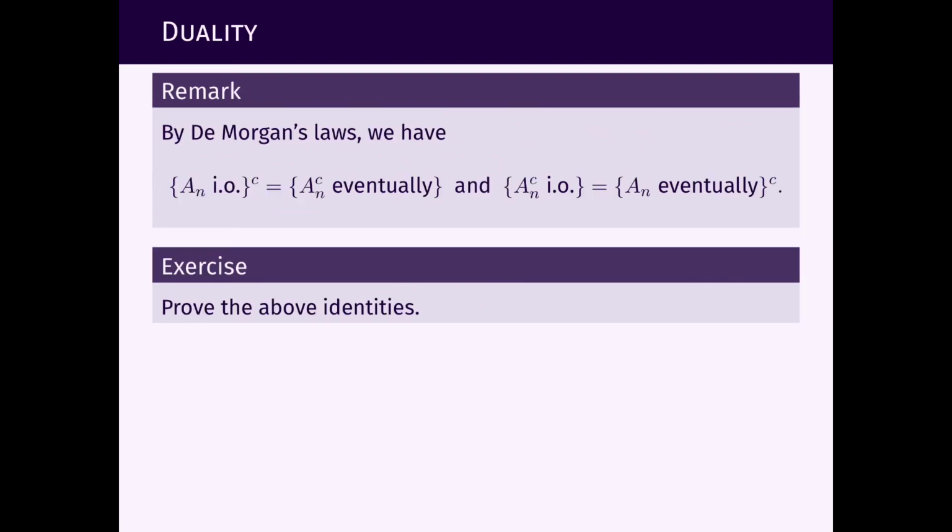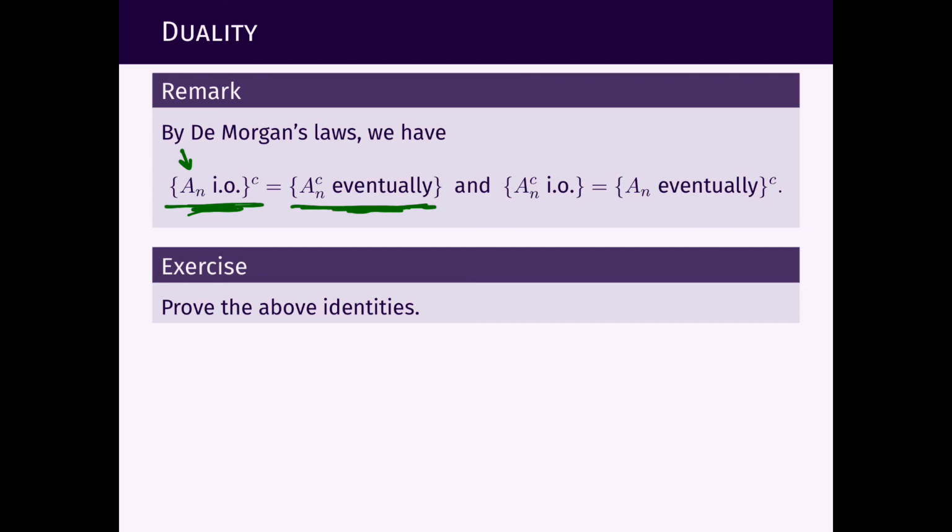So here is one way to understand this. If an event does not occur infinitely often, it means it occurs only finitely often, which means its complement occurs eventually, because its complement occurs every time except finitely many. And the finitely many are exactly the finitely many that you may have here. And finitely many also means possibly zero.